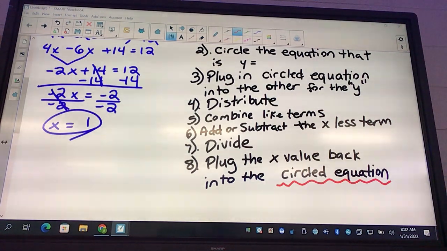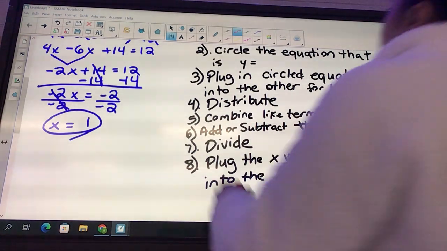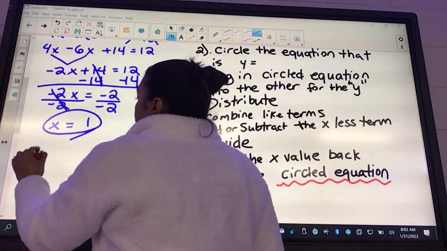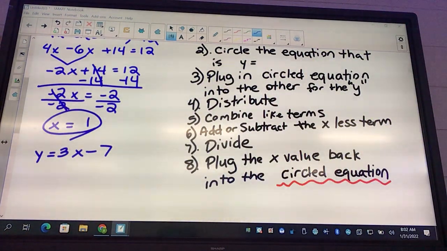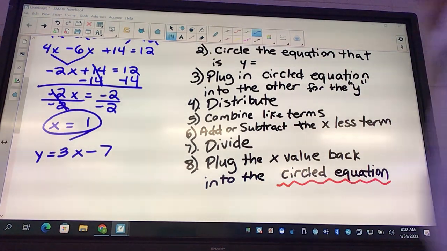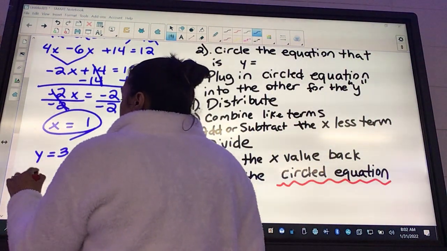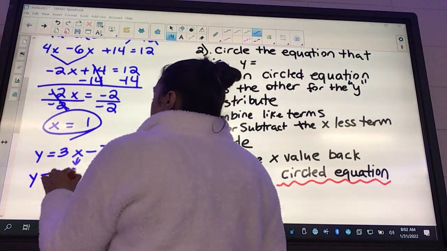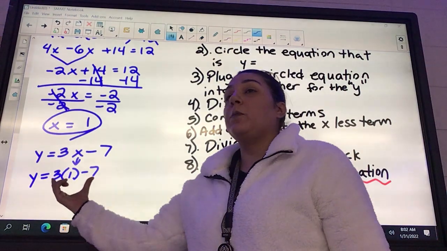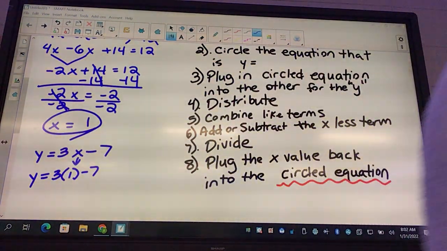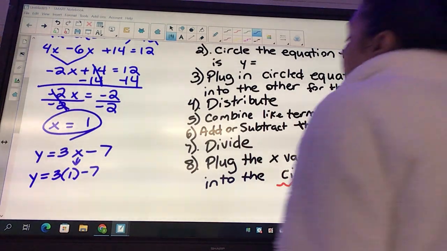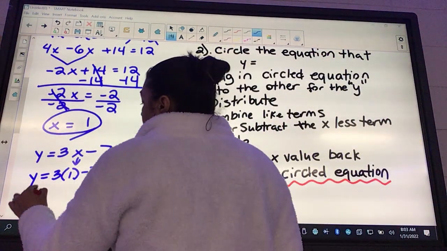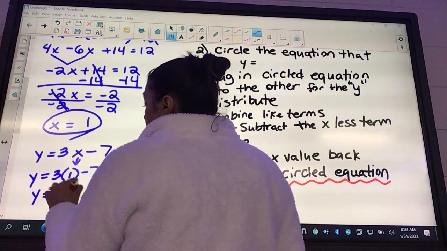What is our circled equation? What does it say? Somebody read it to me so I don't have to scroll up. Y equals 3x minus 7. So that's our circled equation, and wherever there's an x, what are we plugging in? 1. So right here you should put a 1. So you're going to get y equals 3 times 1 minus 7. This one is really nice because you can just plug this into the calculator, and that would be my advice, but you can do it by hand. What is 3 times 1? 3 minus 7. It's going to be negative 4.